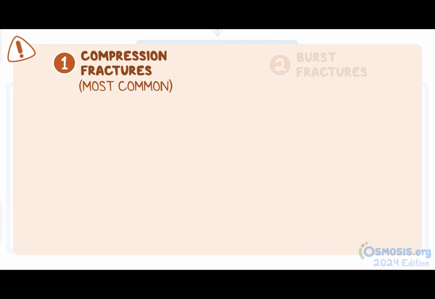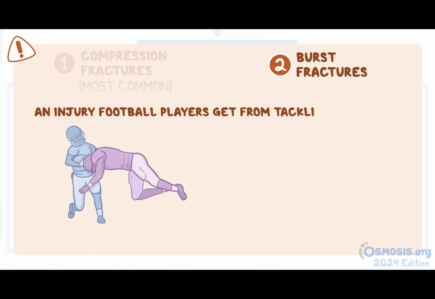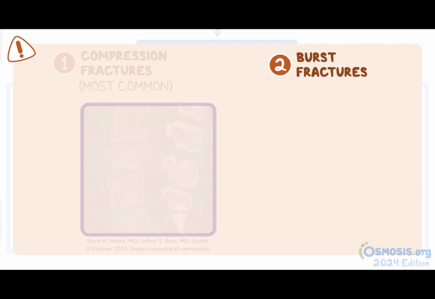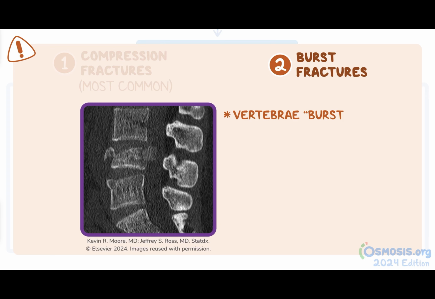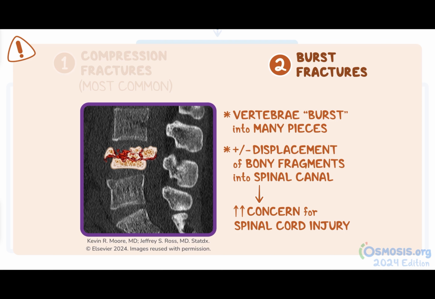This shouldn't be confused with a burst fracture, which is an injury football players get from tackling head first, known as spearing. A burst fracture is a vertebral body fracture of multiple locations, typically secondary to severe axial loading injury. On imaging, it looks like the vertebrae burst into many pieces, as the name suggests. These fractures often have displacement of bony fragments into the spinal canal, which can raise concern for spinal cord injury.